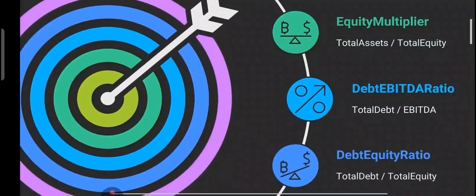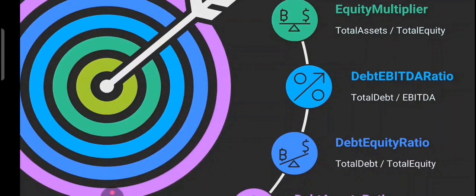Then we have the debt to EBITDA ratio. So what does the debt to EBITDA ratio mean? It means how early the company can repay its loan using its earning. That is debt to EBITDA ratio, right? So if this ratio is lower, it means better financial health. So basically what this ratio tells us is how easily the company can pay back its loan using its earning. EBITDA is the earning and debt is the total debt it has taken. So if this ratio is lower, it shows better financial health.